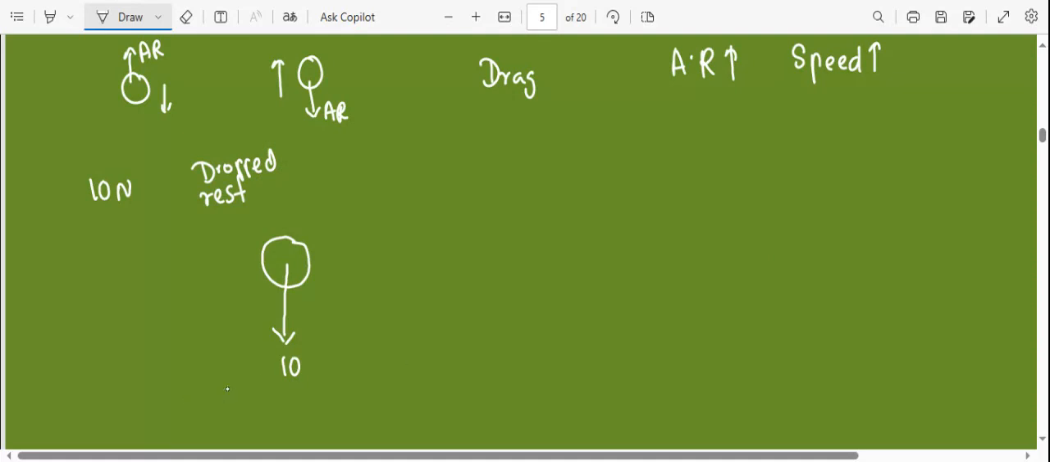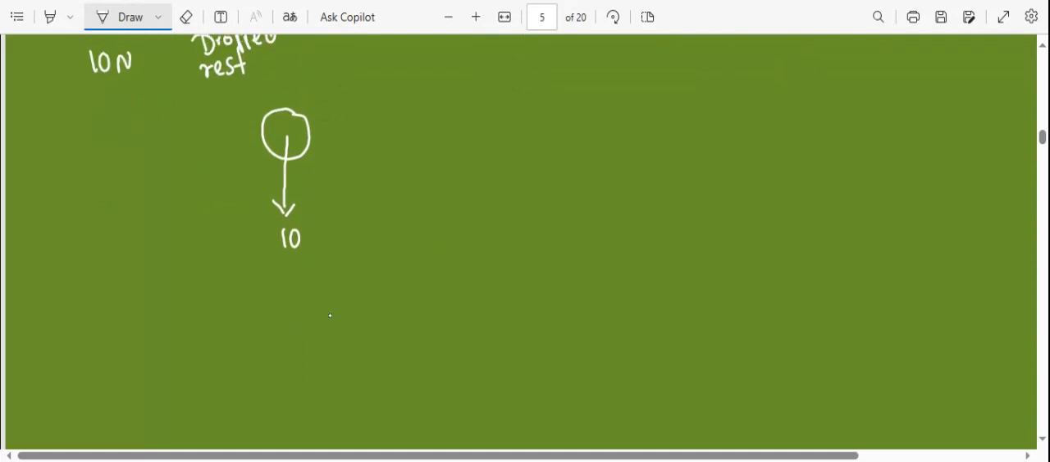So we know initially at this point the air resistance acting on the object is zero, right? Why is that? Because the initial speed is zero, right? So this is the initial situation. Speed is zero, air resistance is also zero. So what will happen now on this object? The resultant force acting is equal to the 10 newton weight.